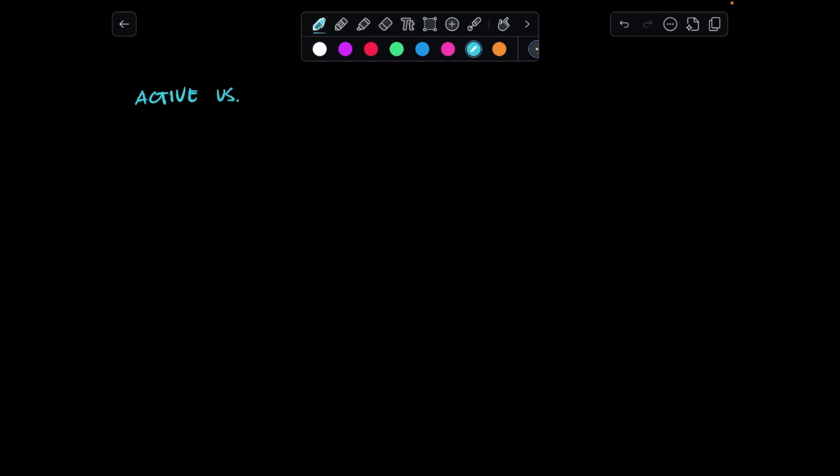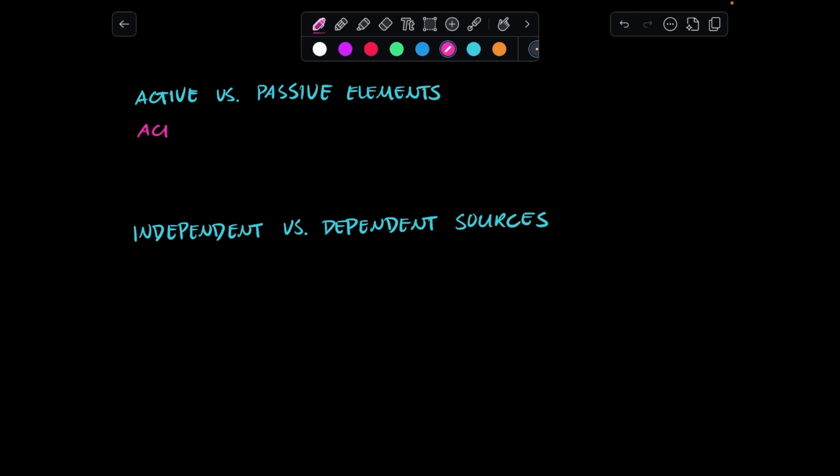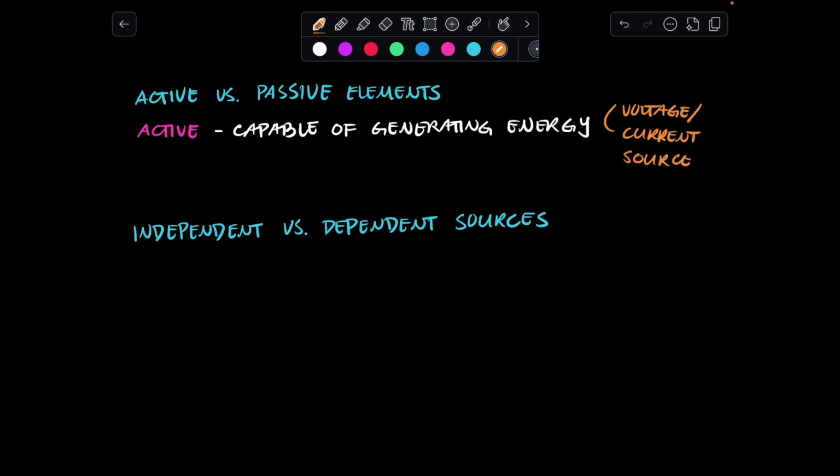So let's talk about active versus passive elements and independent versus dependent sources. Active elements are capable of generating energy to the circuit. Voltage and current sources are good examples of this. Passive elements are not capable of generating energy to the circuit. Resistors are a common example of this.